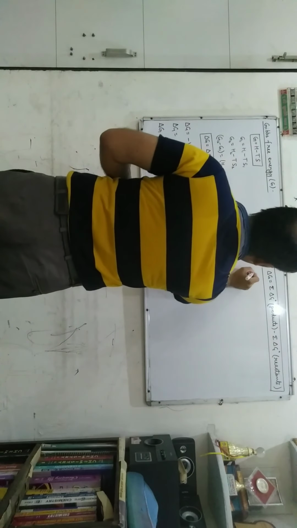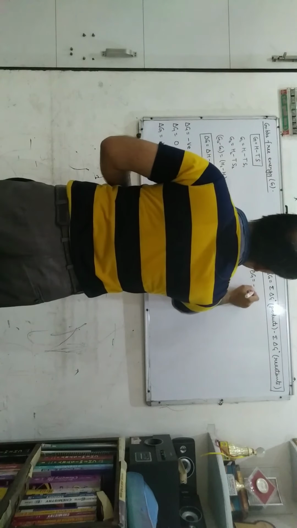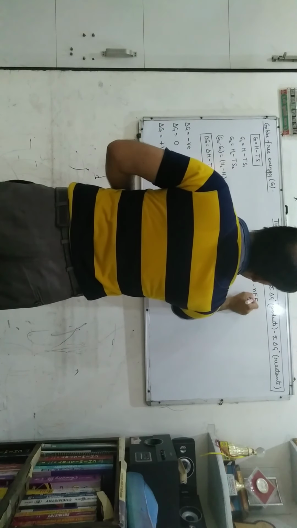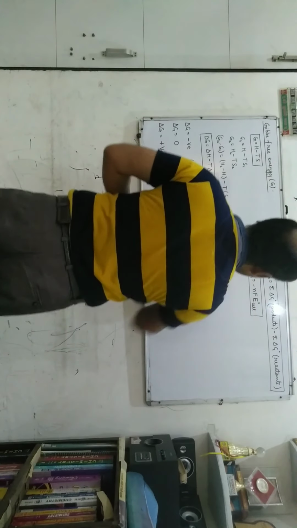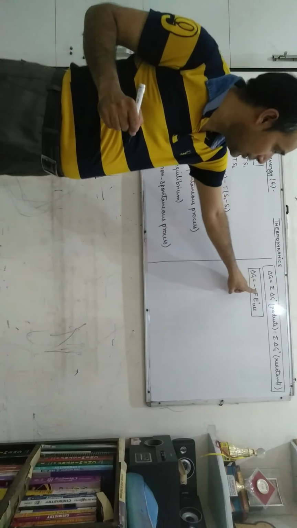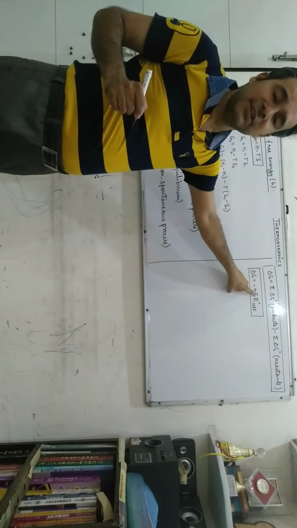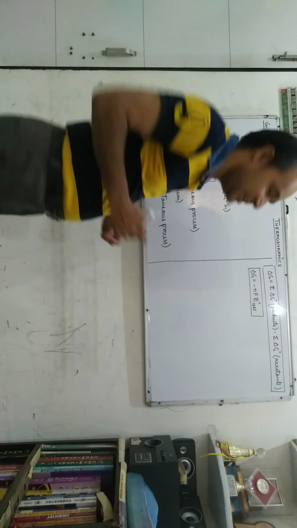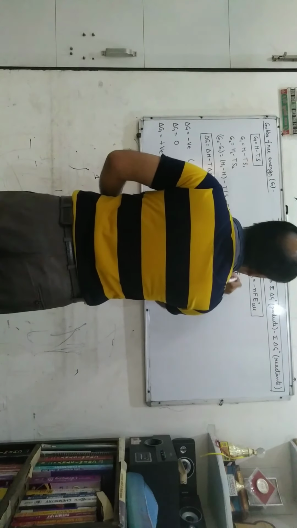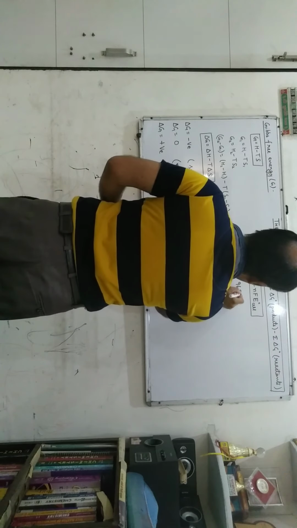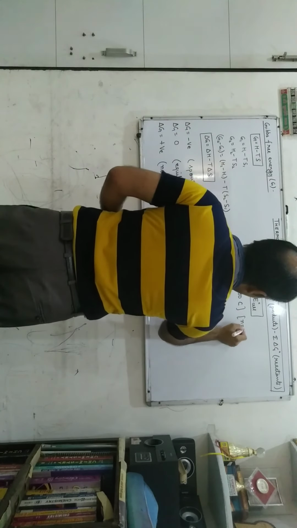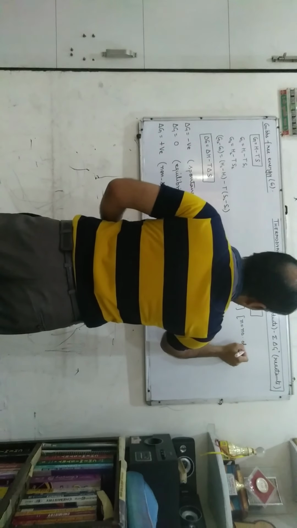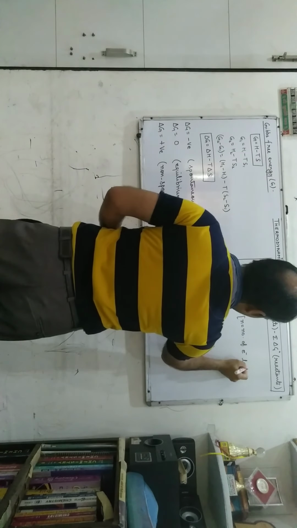There is a relationship between Gibbs free energy and the EMF of cell. It is delta G naught is equal to minus nF E naught cell. n is the number of electrons lost or gained. F is the Faraday constant. Its value is 96,400. The value of F we take for simplicity is 96,500 coulomb.